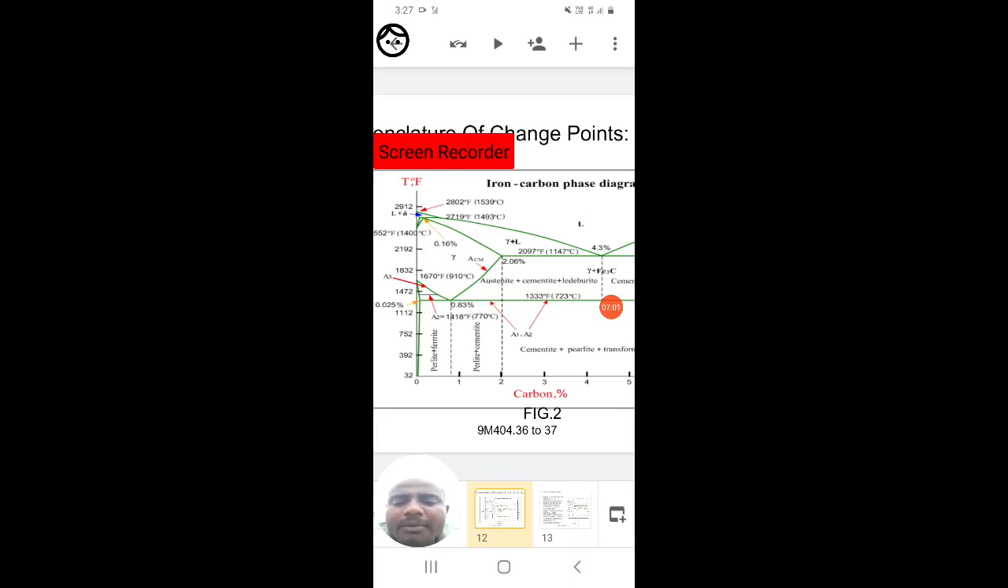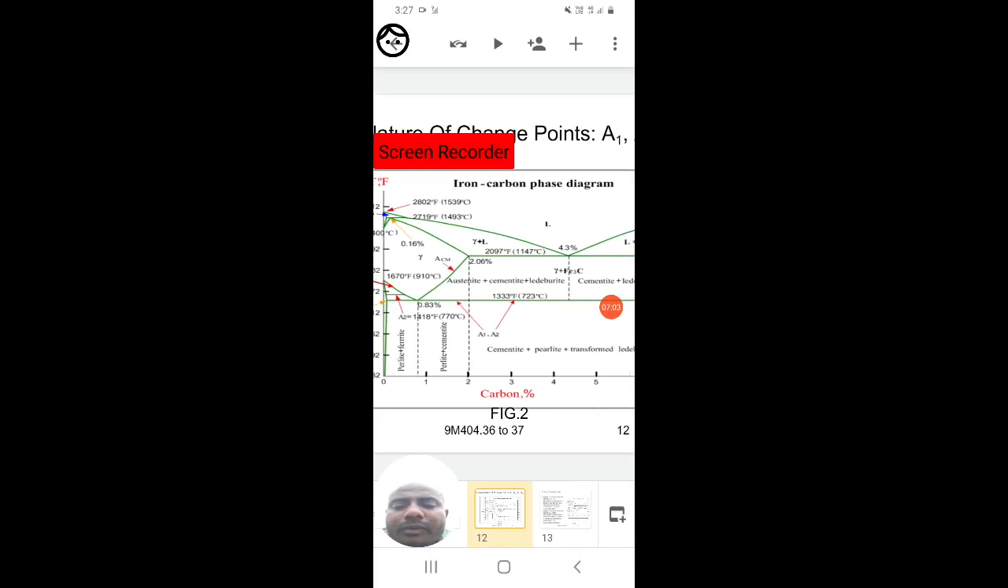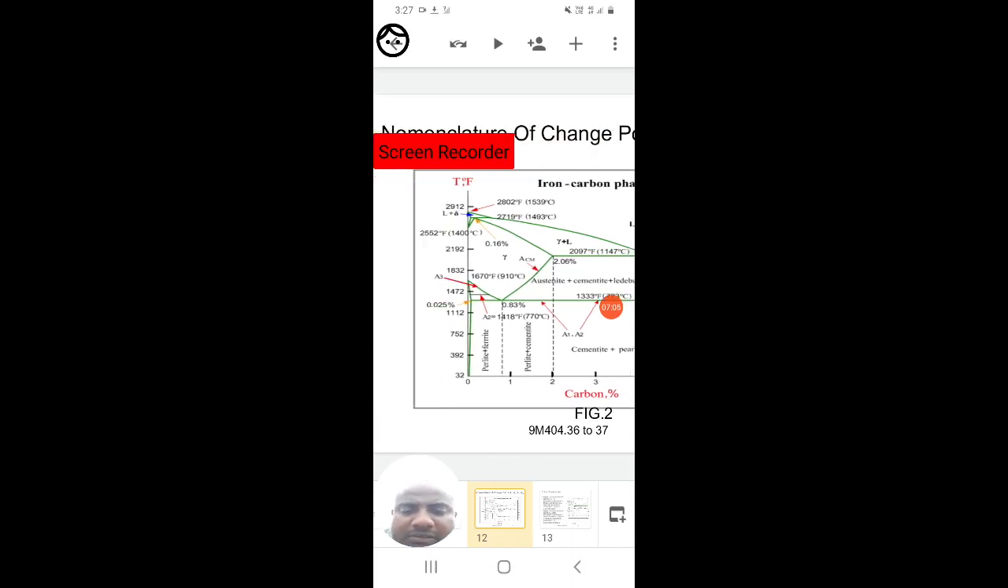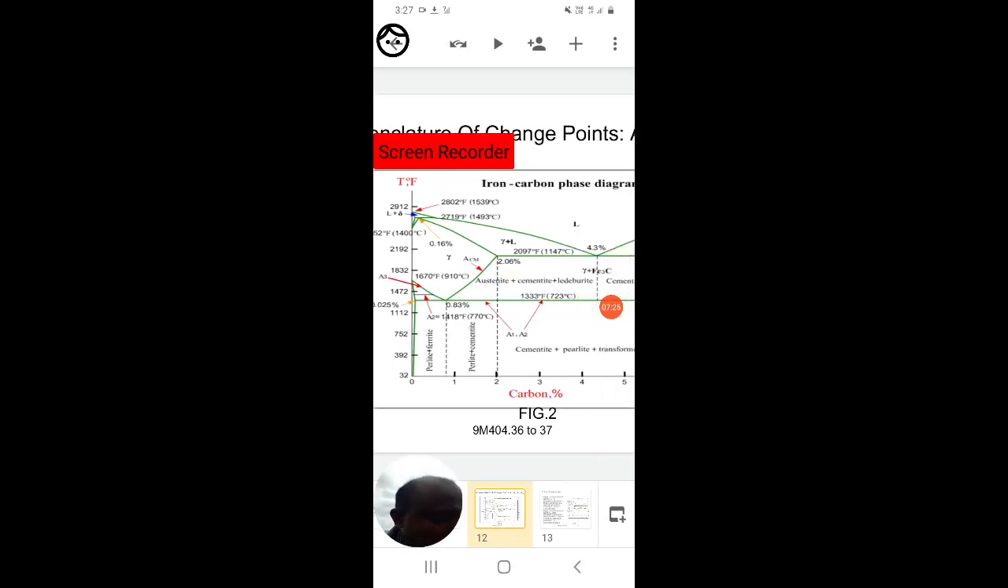So gamma iron is in a solid state, and that one form of solid gives rise to two forms of another solid. That is, solid 1 gives rise to solid 2 plus solid 3. That is, austenite gives rise to ferrite plus cementite.